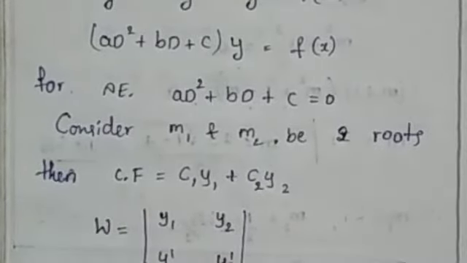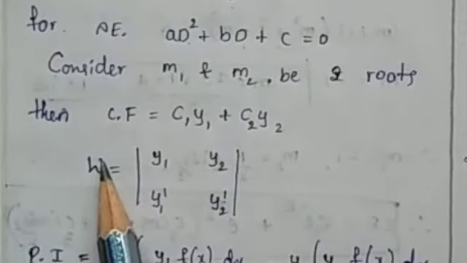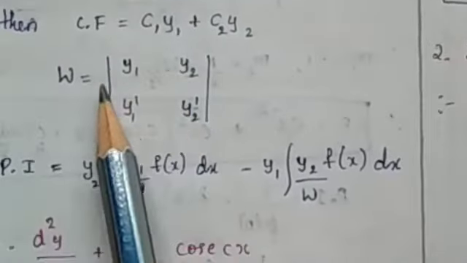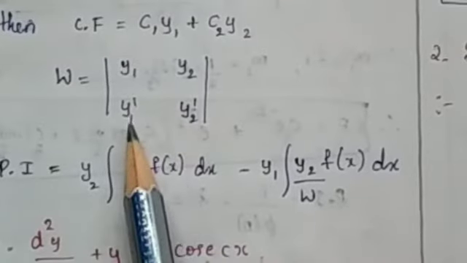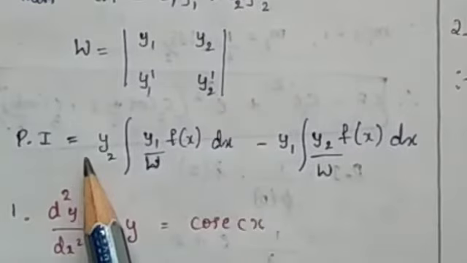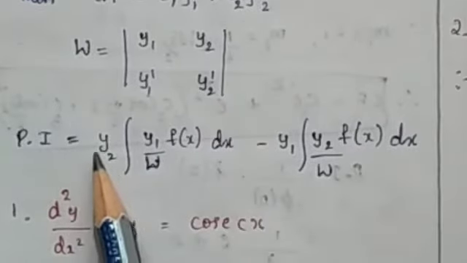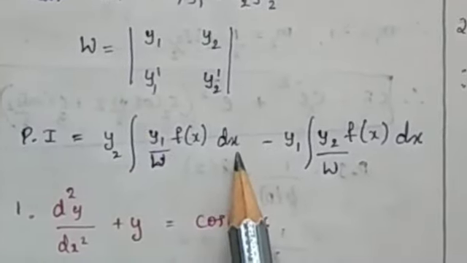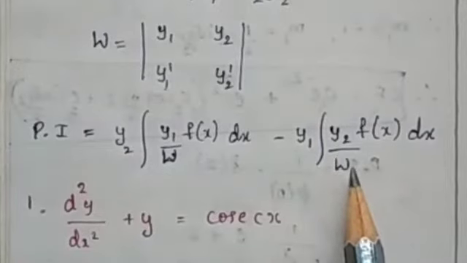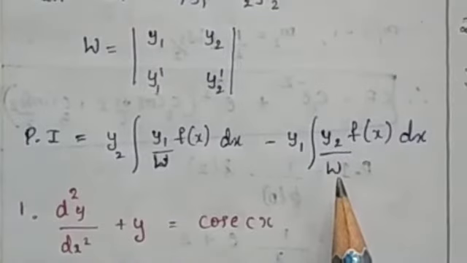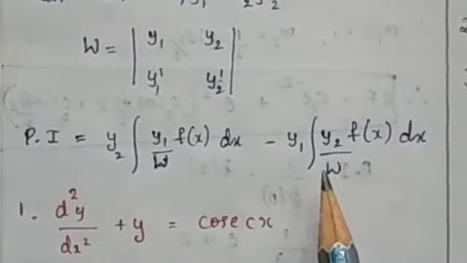Then we find the Wronskian of y1 and y2, denoted as W. W is the Wronskian of y1 and y2, which equals the determinant of y1 y2, y1 dash y2 dash. Then we find the particular integral, which equals y2 integration of y1 by W f of x dx minus y1 integration of y2 by W f of x dx. This is the method to find the solution of this equation.